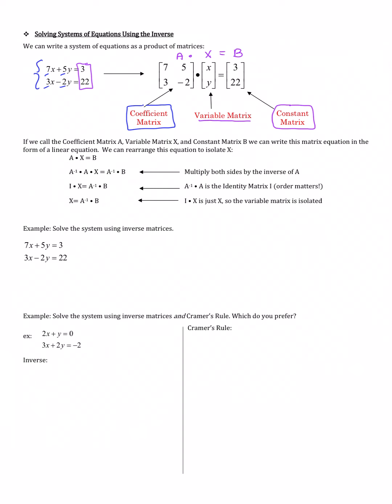So here's how the steps would work. I kind of have it written down here. You start off with A, your coefficient matrix, times the variable equals your constant. So then we come up with the inverse, and notice we're multiplying it in front for both sides. And we know that A inverse times A is the identity matrix. And that identity matrix is just going to be whatever x ends up being when you multiply it.